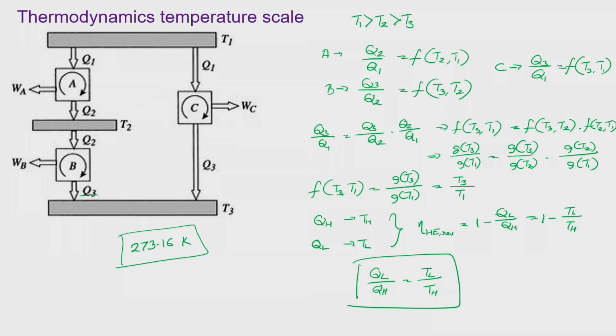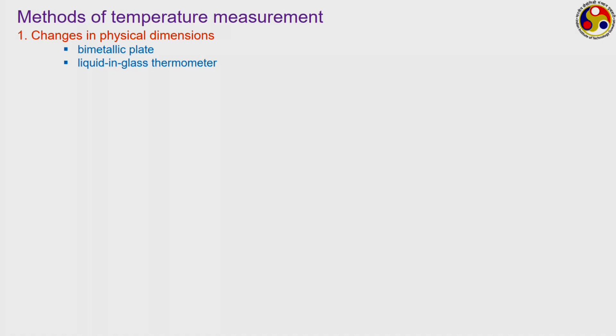So, the temperature scales which are defined based upon this particular principle are called thermodynamic temperature scales, or sometimes the single point temperature scale, because we just need one reference point like this particular one here for Kelvin or Rankine scales. So, with this knowledge, let us move on to check out the different ways we can measure temperature. The first method, very popular for domestic applications, is the change in physical dimensions, something like the bimetallic plates or liquid in glass thermometer.